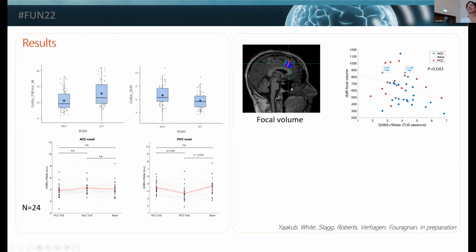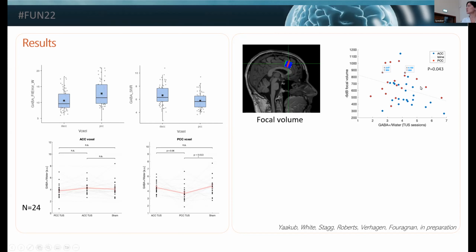Why do we not see anything in the ACC? I think I'm obsessed with this question. One thing that we've learned, according to those data, is that the focal volume matters for MRS. Maybe because of the voxel size. It looks like because the PCC is a little bit deeper, the beam is a bit more elongated, so you're actually hitting more tissue.